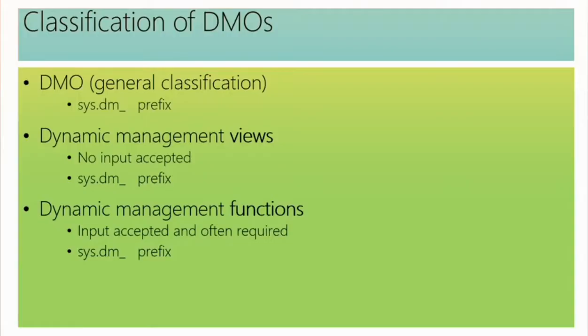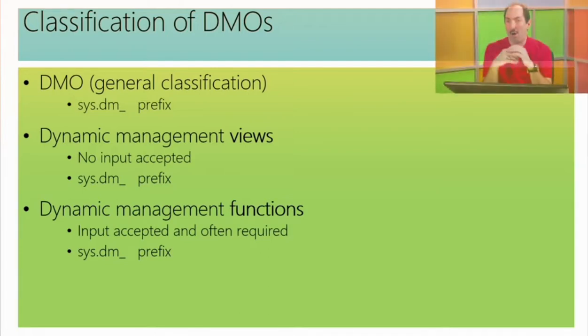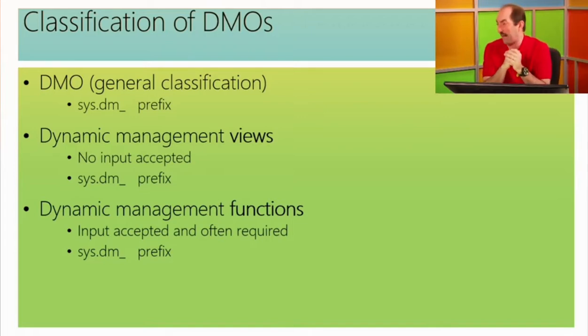Moving on, you could argue that there are two major classifications of any of the dynamic management objects, that is, those that have the sys.dm_ prefix. Generally speaking, we call all of them dynamic management objects, or DMOs. Further, those that require no input we refer to as dynamic management views, and those that require input are called dynamic management functions. Strangely, I can't just look at the name of them and determine that's a function, that one's a DMV, or dynamic management view.